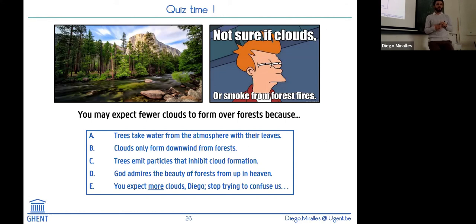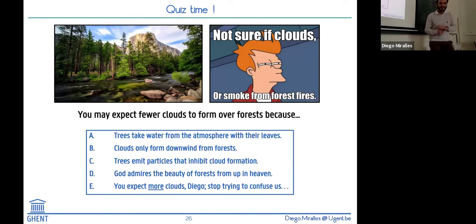Actually, it's the opposite. We saw the other day that there are certain forests, like conifer forests, that actually emit these particles that can form clouds, because the droplets form on the surroundings of them. Now, God admires the beauty of forests from up in heaven. Yes. Very good place. Do you expect more clouds?